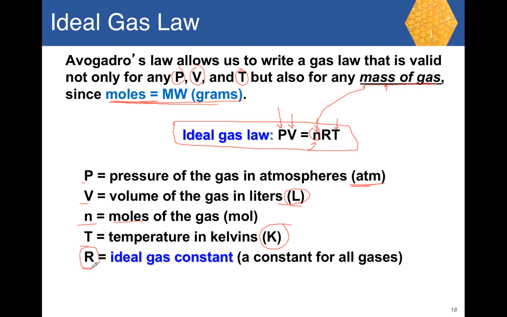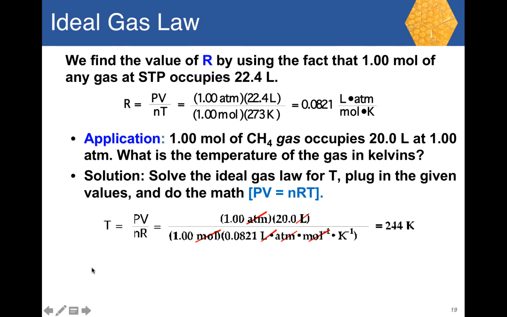R is a constant. This is a number that you'll get from a table, or I'll give it to you. You need not remember it, but it will be given to you to perform these calculations. So let us see if we can apply this. This one here is just defining R. I'll just quickly summarize: R is equal to 0.0821 liter atmosphere divided by mole Kelvin. You don't have to remember that, just have it available. So let's see if we can apply that.